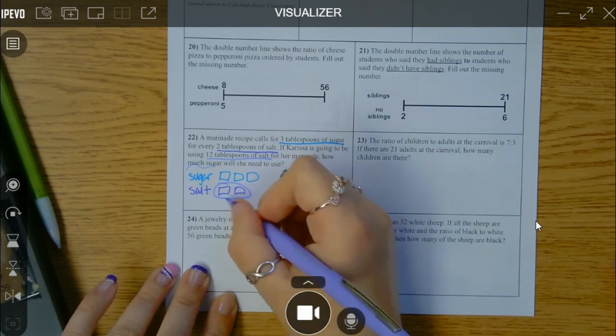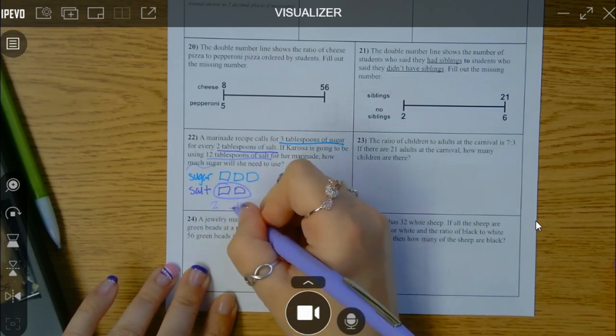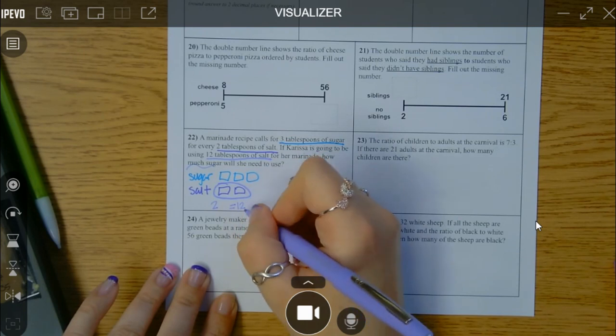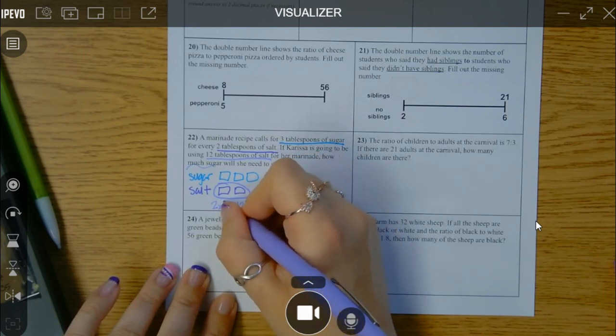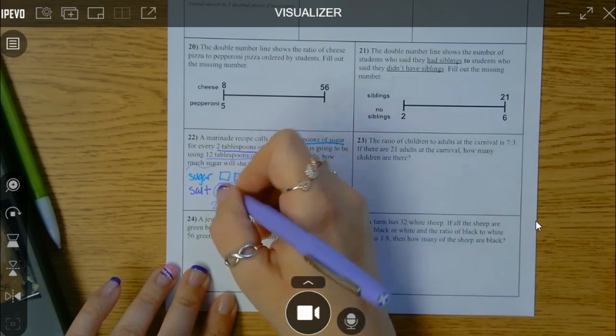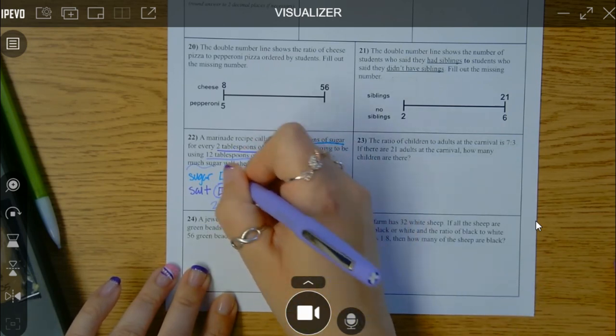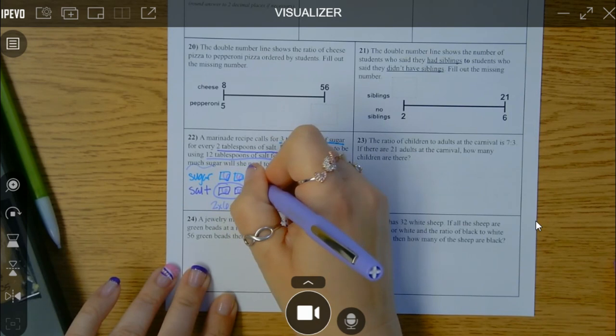Okay, so these 2 boxes right here are representing the salt, and they say they have a value of 12. Well, how many boxes are there? There's 2 boxes. So how do I get 2 boxes to represent a value of 12? How much would each box have to be worth? They'd have to be each worth 6, right? So that means each box is worth 6 here, so then all the boxes are worth that, 6.